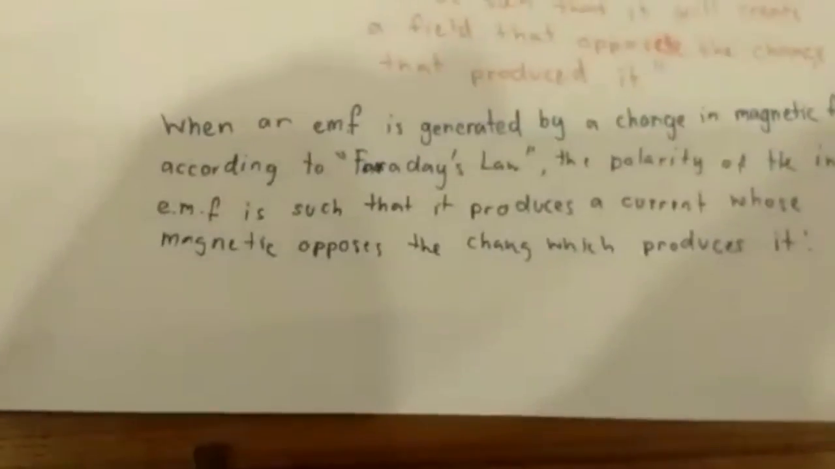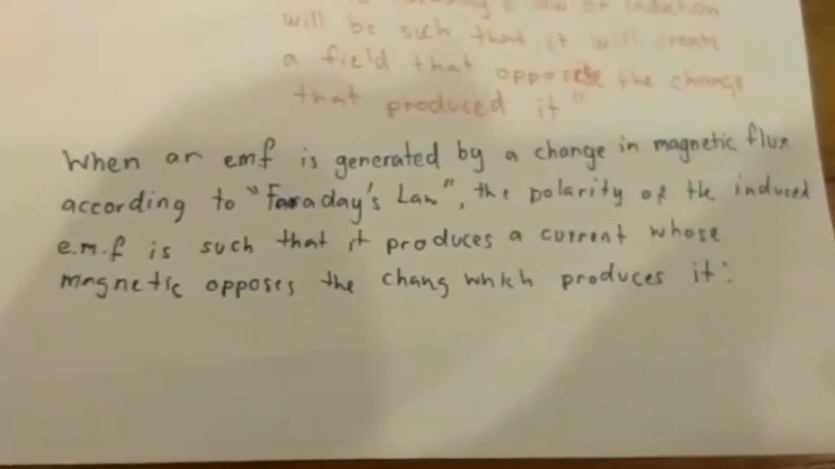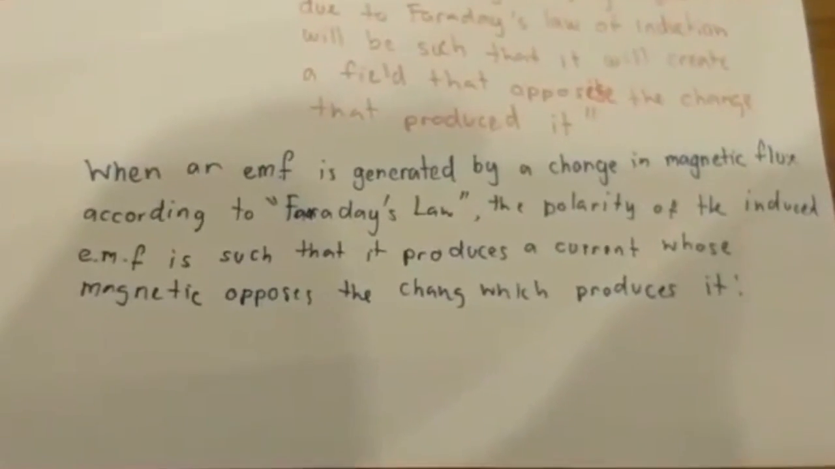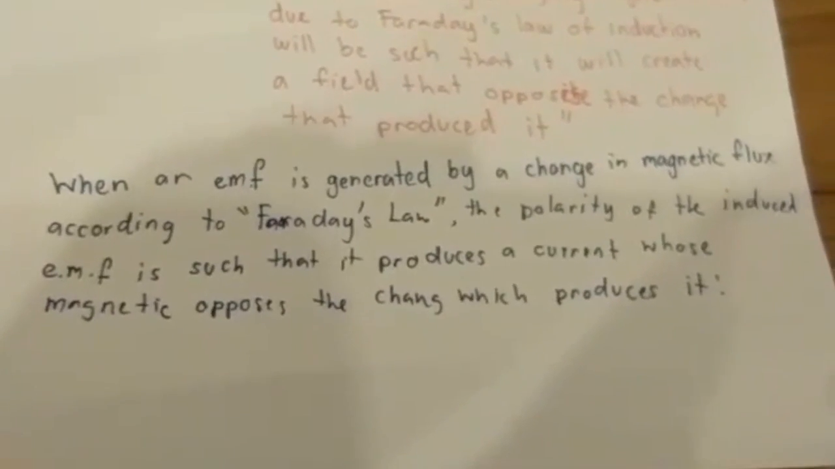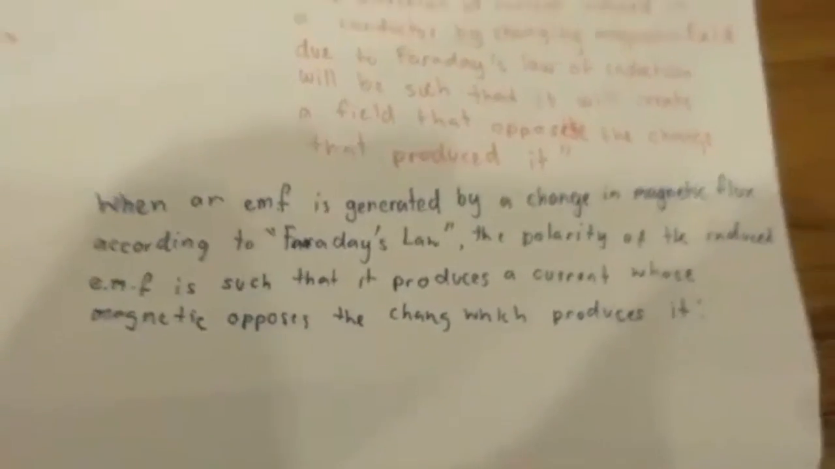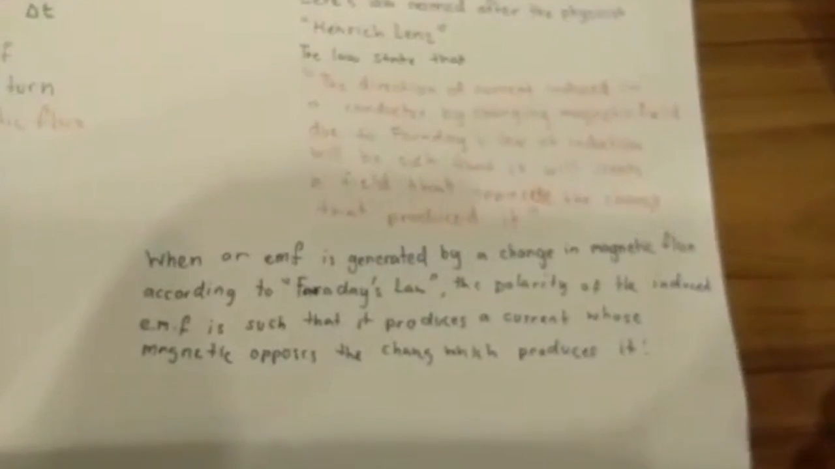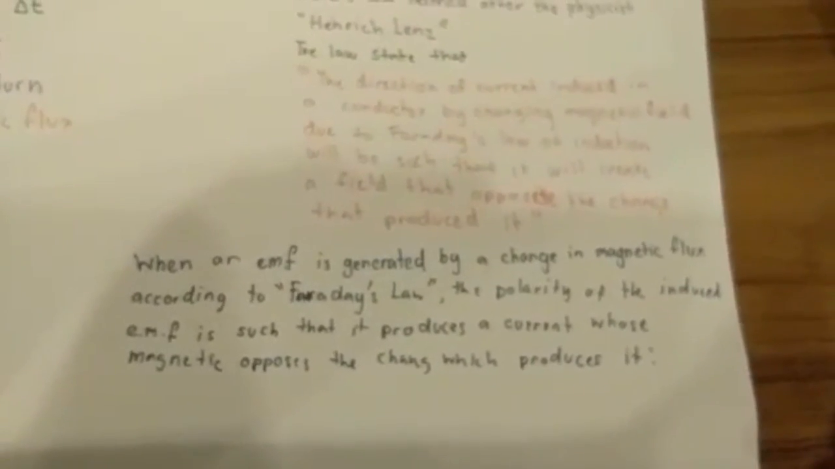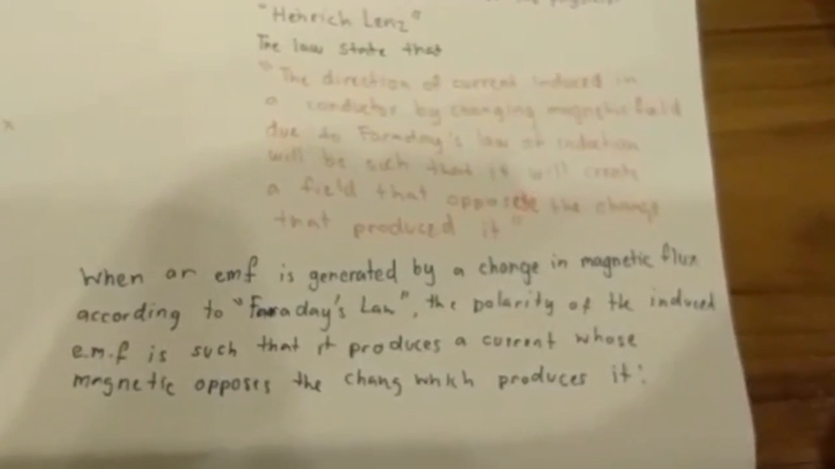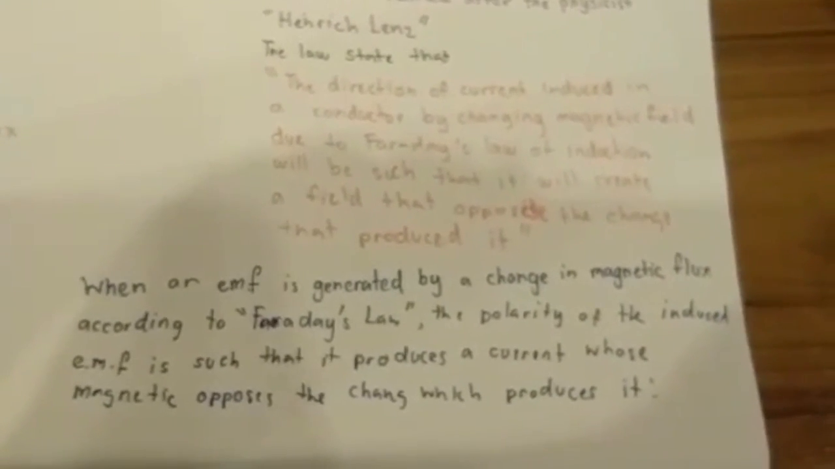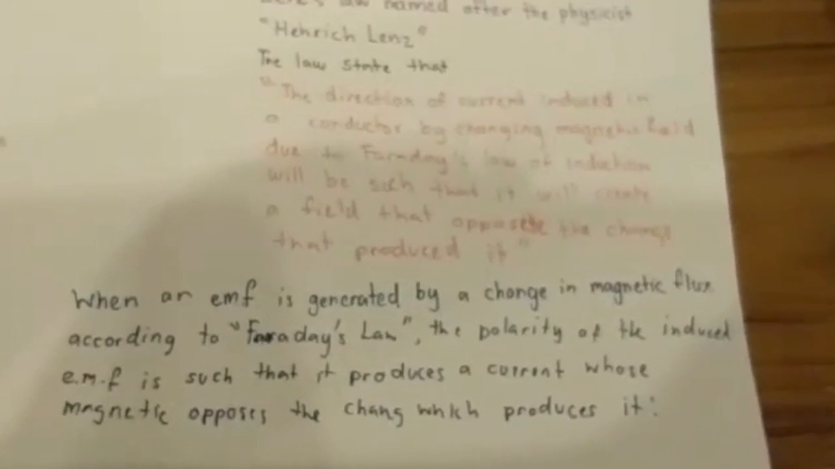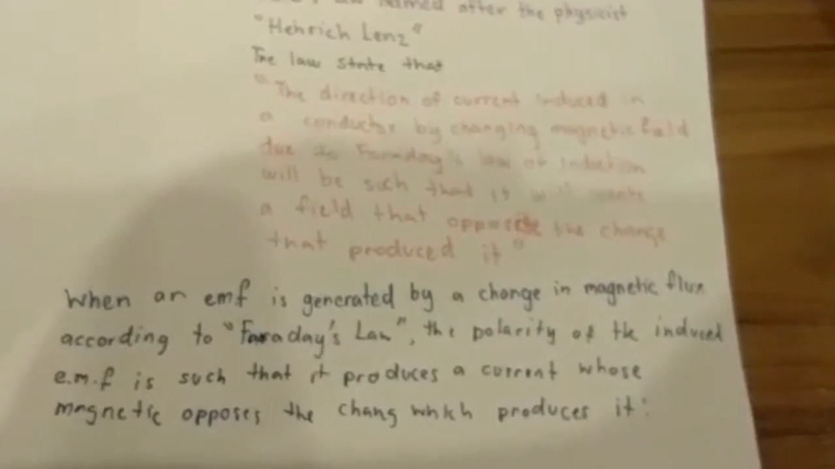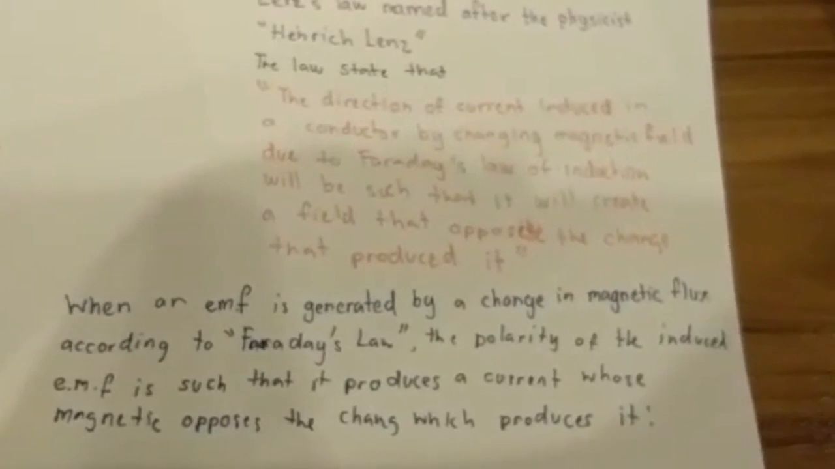When an EMF is generated by a change in magnetic flux according to Faraday's law, the polarity of the induced EMF is such that it produces a current whose magnetic field opposes the change which produces it. The induced magnetic fields inside any loop of wire always act to keep the magnetic flux in the loop constant.